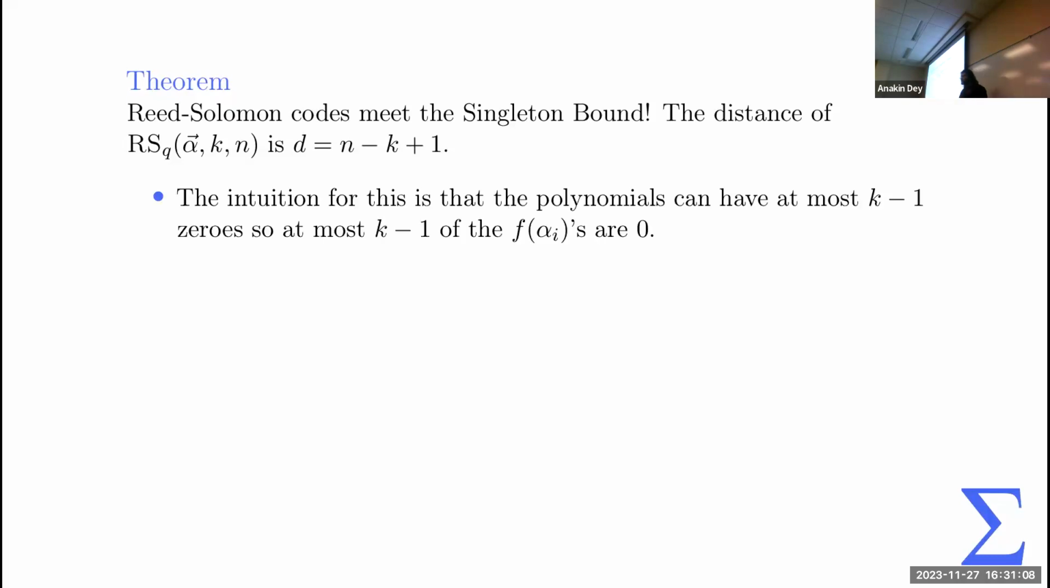I'm not going to go into a proof of this because it's kind of boring. But the intuition is that polynomials have at most K minus 1 zeros, right? Because the polynomials are of degree K minus 1. So that means that in the codeword of length N, at most K minus 1 elements are zeros. But that's just an intuition. That's not a full proof.